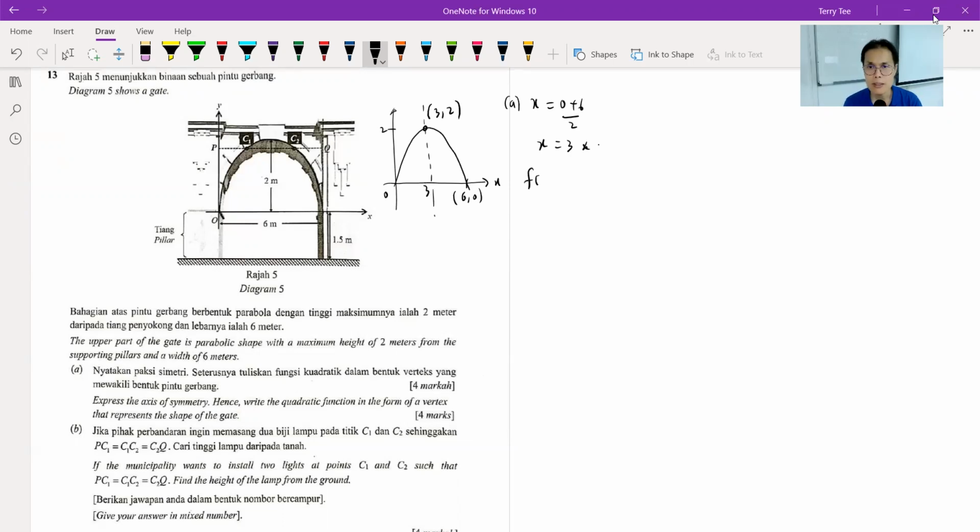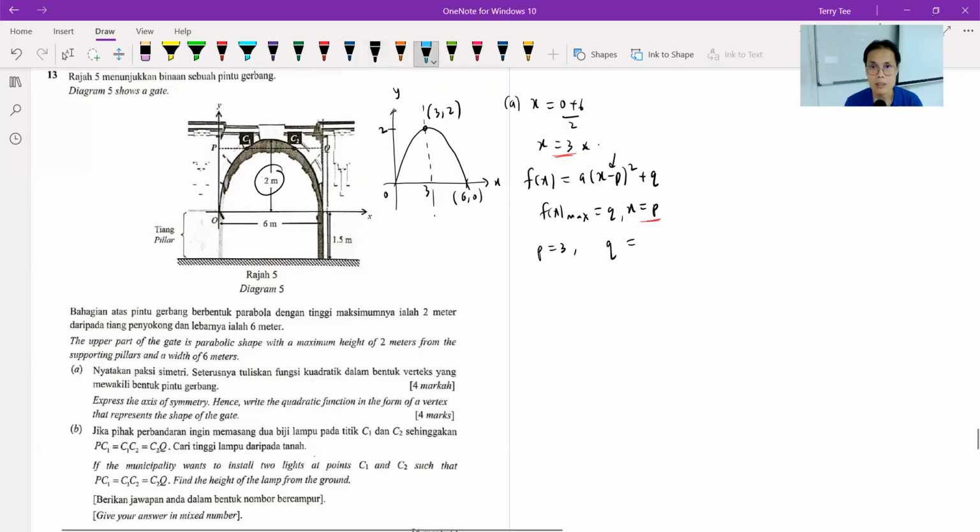Now, a quadratic function can be written in a vertex form like this: a(x minus p) squared plus q, where your maximum is q, and that happens when the one inside the bracket, x minus p, is 0, so x is p. So x equals p is your axis of symmetry. By comparing my axis of symmetry with this one, I know p is 3. As for my maximum, it's already given here, 2 meters. So by comparing my q with my maximum, we know q is just 2.